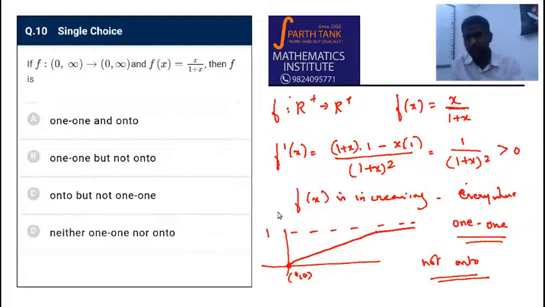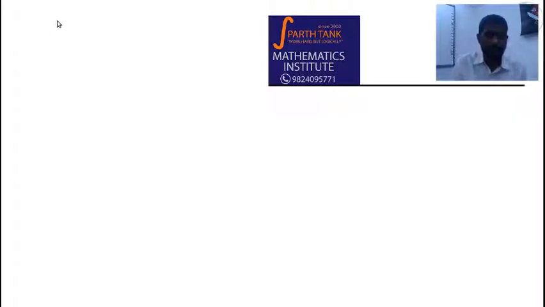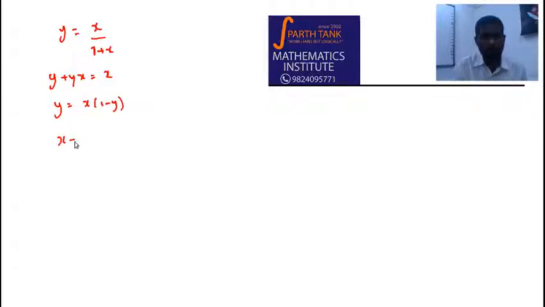What is the other way to show? Check the inverse. If f of x is x by 1 plus x, what will be the inverse? y plus yx is equal to x, or y is x into 1 minus y, x is equal to y by 1 minus y. Now here the inverse function is x by 1 minus x, we can say.